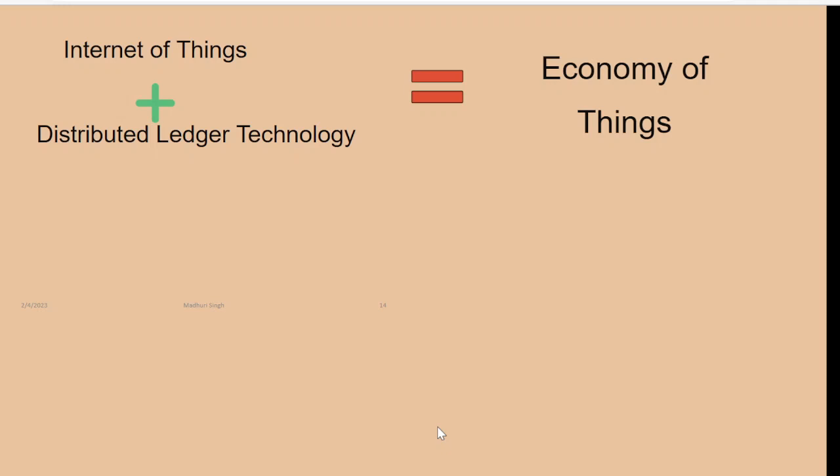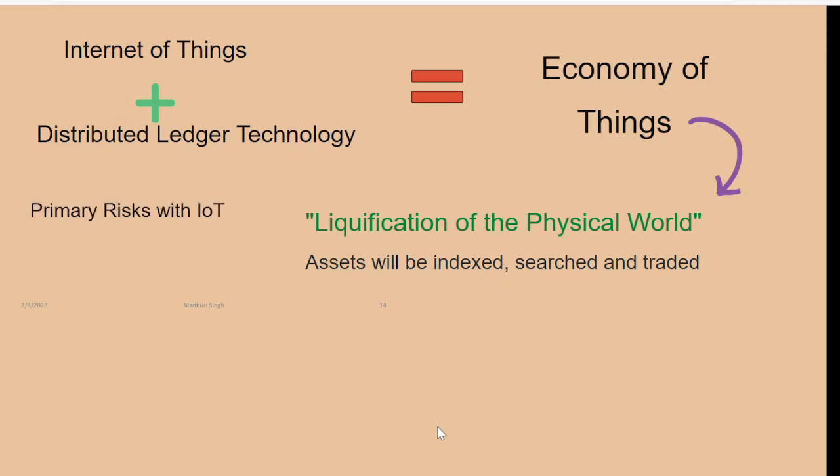IoT enables assets in the physical world to be searched, managed and monetized in real time in a liquid marketplace, thus liquefaction of the physical world. Only due to the IoT is it possible that the assets in the physical world can be searched. They can be searched because they are on the same network. They are interconnected. So they can be searched, managed and monetized. They can be indexed, searched and traded. This is what liquefaction of the physical world means. So economy of things means liquefaction of the physical world. I hope you have understood what economy of things is.